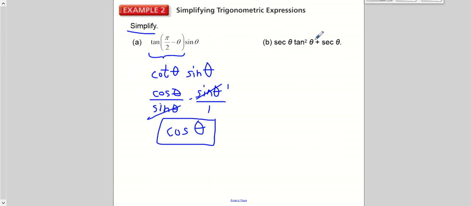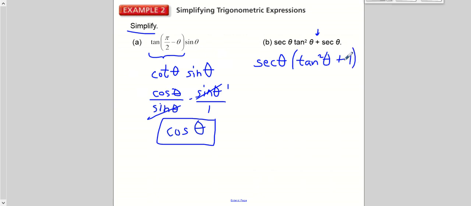Secant theta times tangent squared theta plus secant theta. A couple things going on. We could replace tangent squared theta with what it equals from the Pythagorean identities, but we could also, it's added together, and this has a secant theta and this has a secant theta. I'm going to factor out a secant theta. So if I factor out a greatest common factor of secant theta, I get tangent squared theta plus 1.